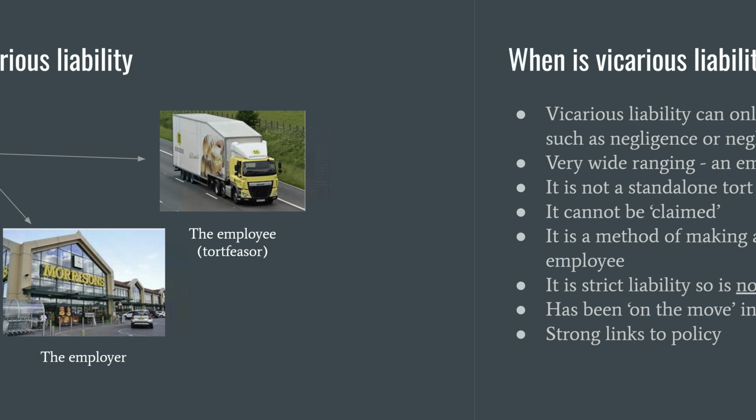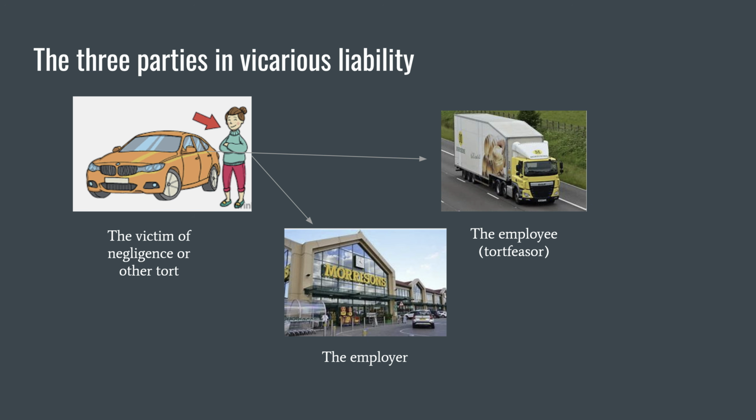So there are three parties in a vicarious liability scenario: the employee who has committed the tort, the employer, and the victim of the negligence or other tort. I've used Morrison Supermarkets here as they've been involved in 2 of the leading cases.